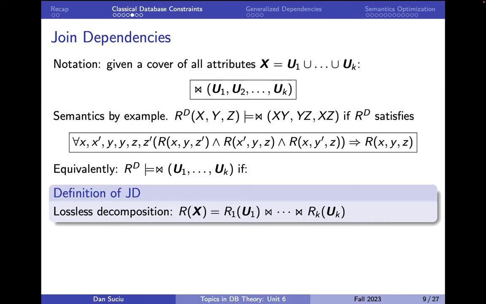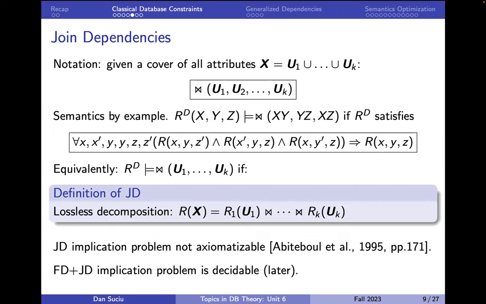Is a join dependency on two sets the same as a multivalued one then? Yes. They have to cover everything, and then you just call U their intersection, and then you get a multivalued dependency. There is a deeper connection between acyclic join dependencies and a set of multivalued dependencies, but I'm not prepared to state it. Okay, any questions about join dependencies?